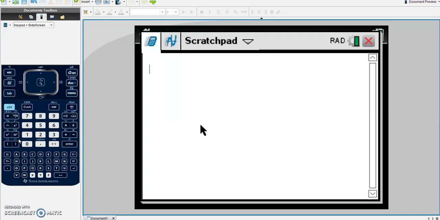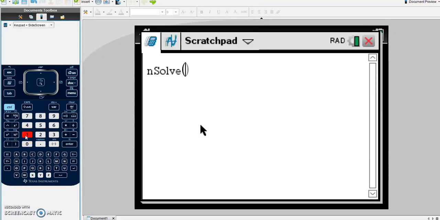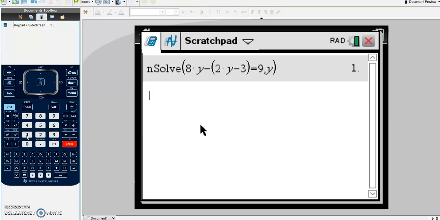So I'm going to go to menu, 3, and then 1 for solve, and I'm going to type in my first equation, 8y minus parentheses 2y minus 3, close my parentheses, equals 9. Don't forget, when it's a solve, I have to say comma y, whatever my variable is, and hit enter. So my answer for number 14 would be y equals 1. So let's do it again. This time I'm going to do number 15.